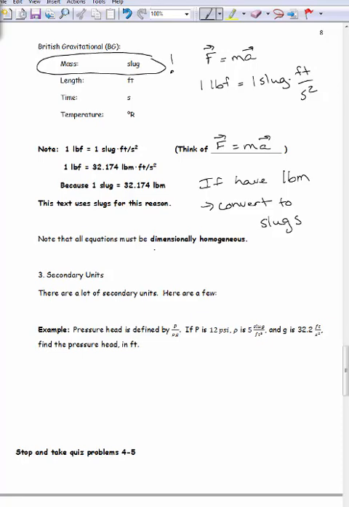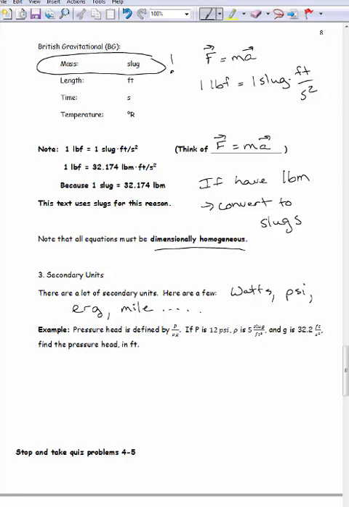Remember that all equations must be dimensionally homogeneous, which means you can't add Pascal to a Newton per second or something like that. They all have to be the same units. There are a lot of secondary units, here are a few. We can just come up with a billion of them, but watts, PSI, erg is a unit of energy or work, mile. The list goes on.